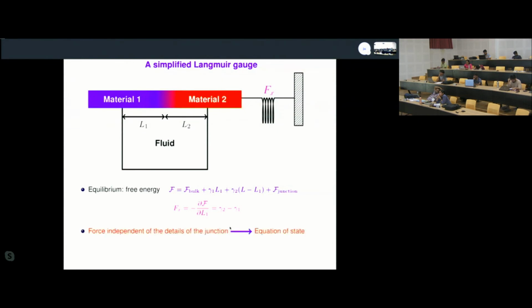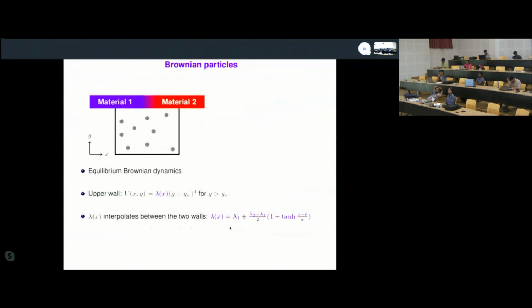So one thing that you can see again, like for the pressure, is that in a way there is a kind of equation of state statement, which is that this force is independent of the details of the junction. So whether you've glued these two materials with a piece of metal or with a glue or with a piece of gel, whatever the junction you've used, the force that will be exerted by the fluid on this upper boundary is independent of the details of the junction. So let's check whether this is true.